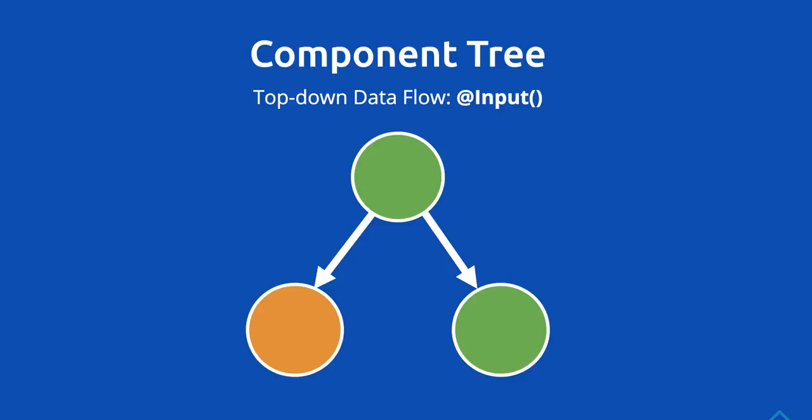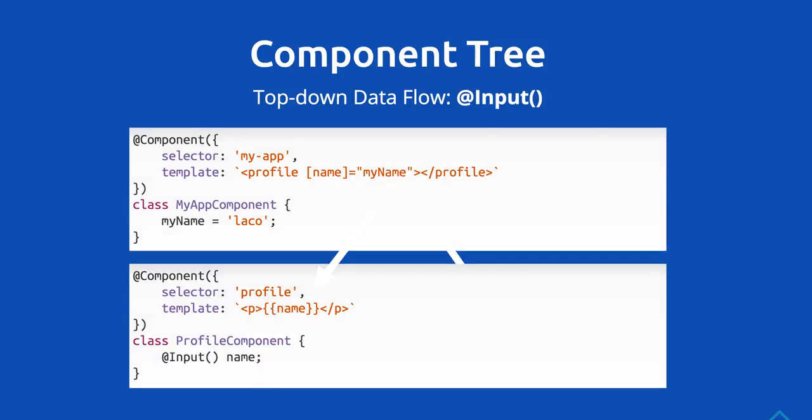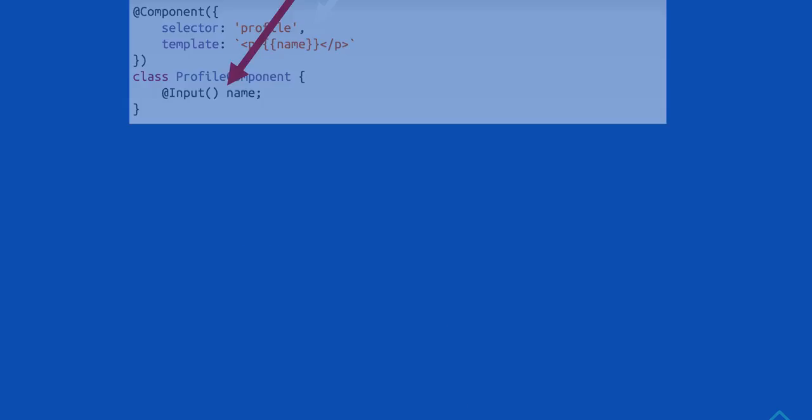Okay. So let's talk about top-down data. From parent to child we are sending data, so we will be using the Input annotation. Consider this the parent component, and here we are sending the name property to my profile component. In the profile component, I just need to annotate name with the Input annotation and I can capture it. So this is the top-down approach where I'm sending the data from top to down, right? This is how we send data from the top component to the child component.